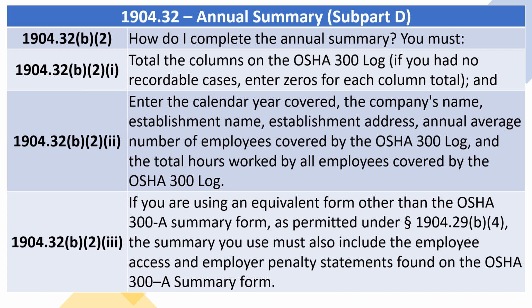If you are using an equivalent form other than the OSHA 300-A as the summary form, as permitted under Section 1904.29(b)(4), the summary you use must also include the employee access and employer penalty statements found on the OSHA 300-A summary form.